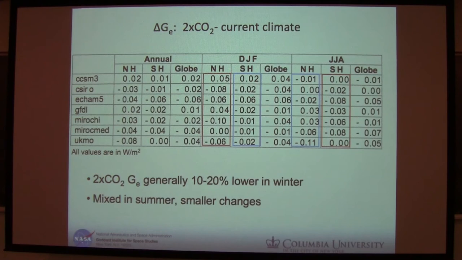The effect on GE in a warmer climate, a double CO2 climate, as before, this is double CO2 minus current climate. We said that in general, GE is 10 to 20% lower in winters, northern hemisphere winter and southern hemisphere winter. The changes in summer are mixed and are smaller, but there's not as big an impact on GE as there is on GZ.